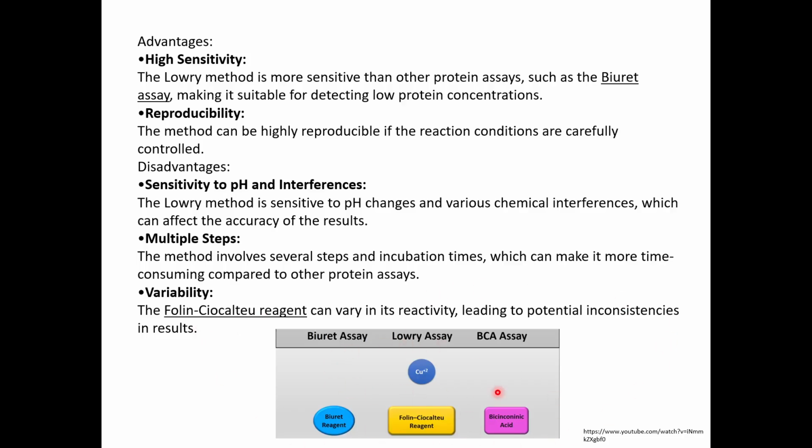So like I said, there are other assays as well, biuret and BCA. All of them involve the copper ions. Here, in case of Lowry, you use the Folin-Ciocalteu reagent, and in biuret, you use the biuret reagent, and in case of BCA, you use your bicinchoninic acid reagent. So the reagents differ and the names differ according to the reagents.